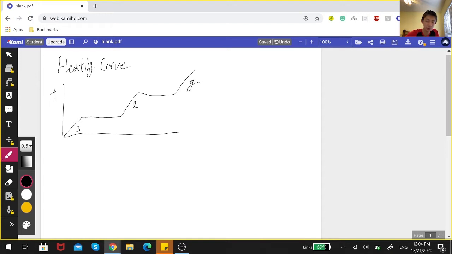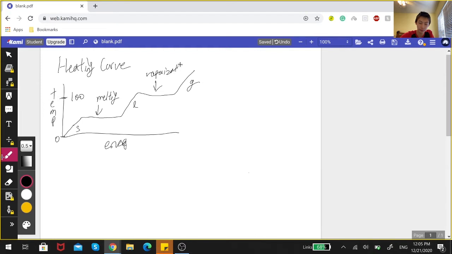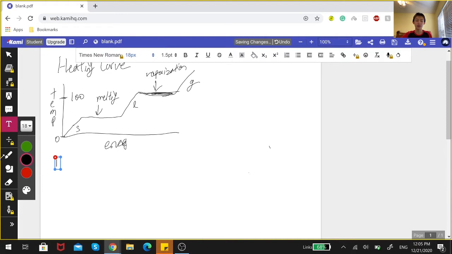This side is temperature, and this side is energy. At 0 degrees is solid, and at 100 degrees, over here, it becomes gas. Now we call this process over here melting, and we call this process over here vaporization. This should be a straight line and not a bent line, so let me draw this better. And this curve might look familiar because this is the states of water.